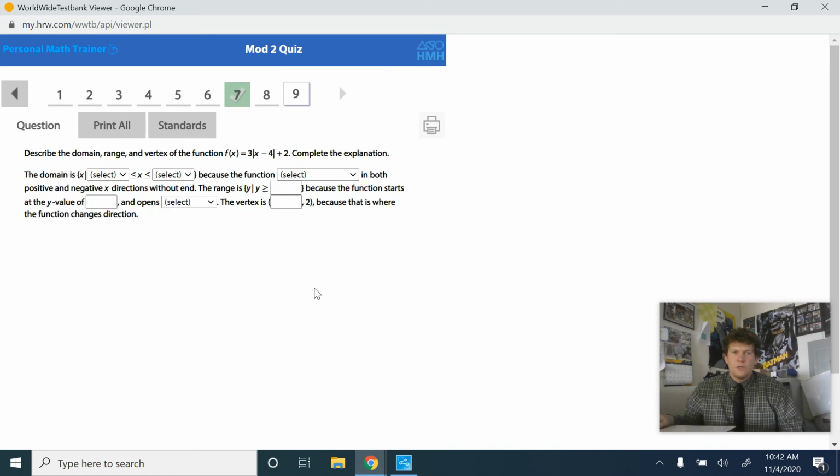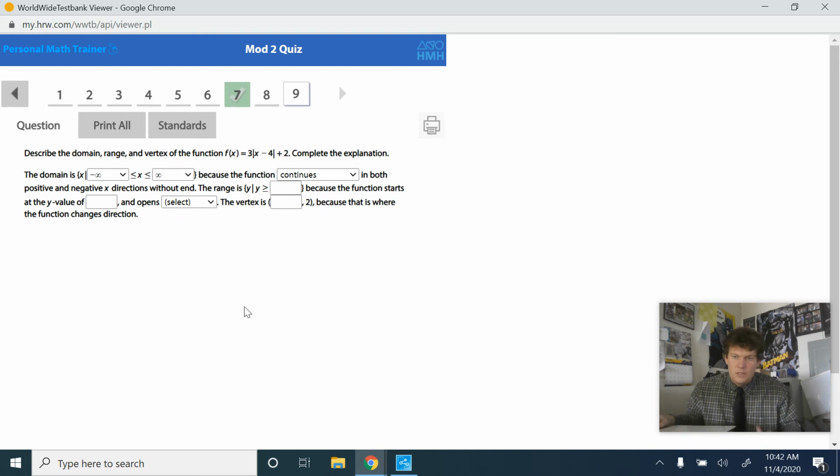For number 9, it was this graph, and we were looking at the characteristics of this equation here by thinking about domain and range, thinking about which way it opens, our vertex, and stuff like that. So domain of absolute value, very simple, because it's every single number. So we're talking negative infinity to positive infinity. That's because it continues in both directions.